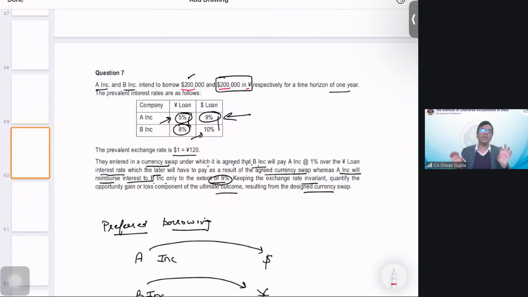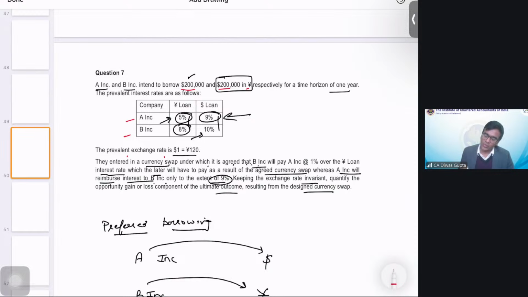Now see their stated preferences. A Inc. wants to borrow in dollars, B Inc. wants to borrow in yen, but their notional amount that they want to borrow is the same. The prevalent interest rates are as follows. They have given you a matrix here. If A Inc. and B Inc. borrow in yen, what is the interest rate? If they borrow in dollars, what is the interest rate? The prevalent exchange rate is $1 equal to 120 yen.